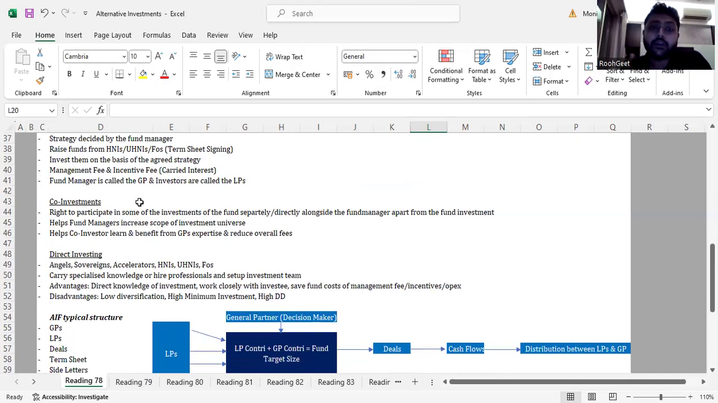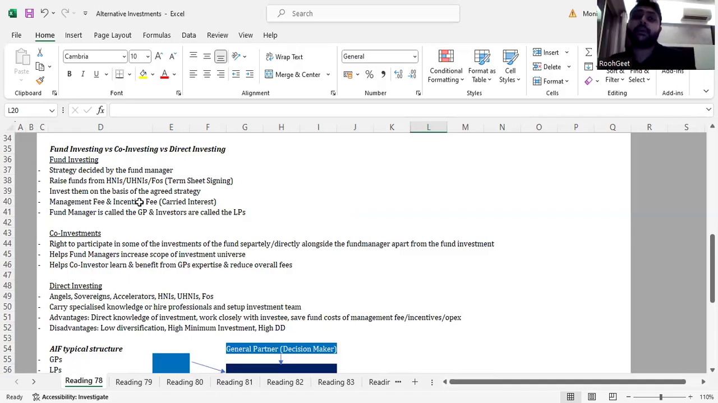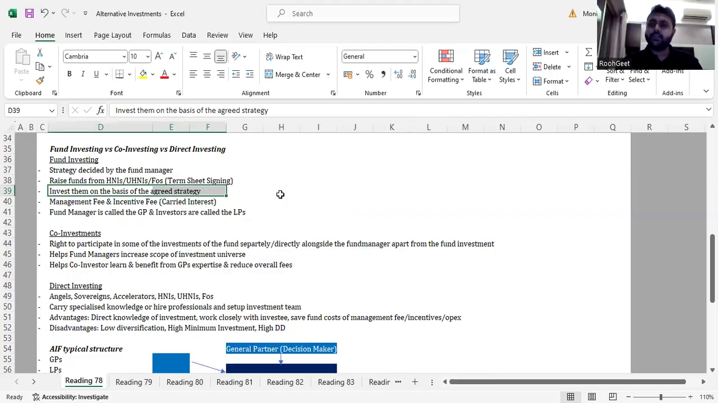Co-investments. Okay, now what are co-investments? Co-investments means, let's say there is a fund which an investment manager is running. Within a fund, they invest on the basis of an agreed strategy. So let's say my strategy is a debt strategy where I am giving debt to a large company at 15% IRR.